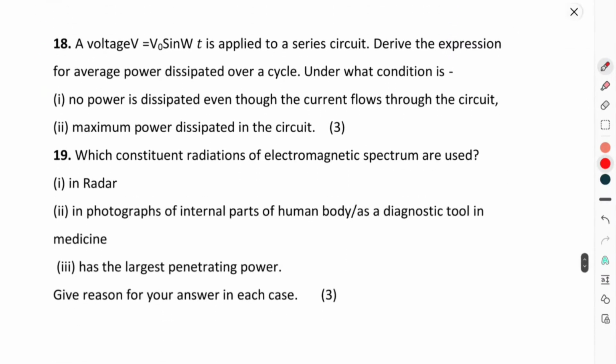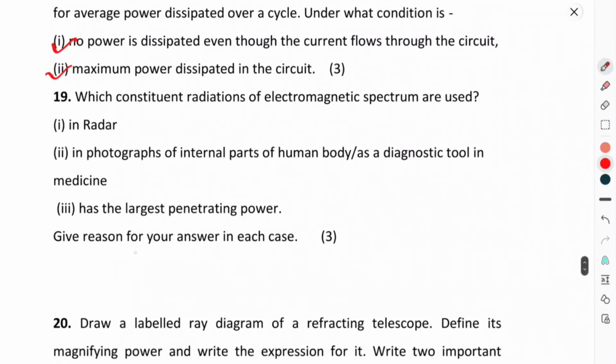Question number 18. A voltage V equals V0 sin omega t is applied to a series circuit. Derive the expression for the average power dissipated over a cycle. Under what condition is, first, no power dissipated even though current flows through the circuit? Second, the maximum power dissipated in the circuit? Question number 19.